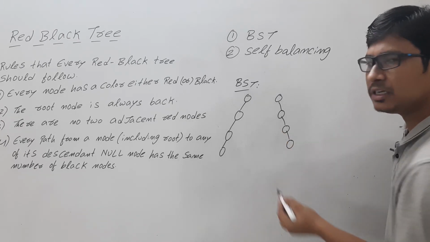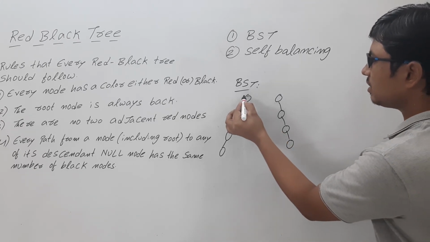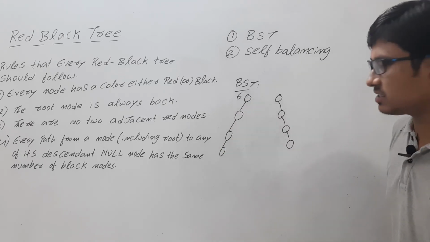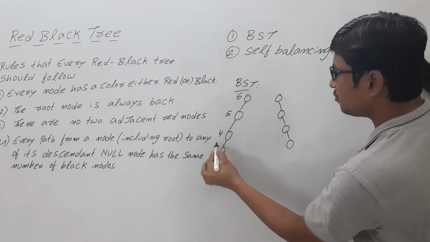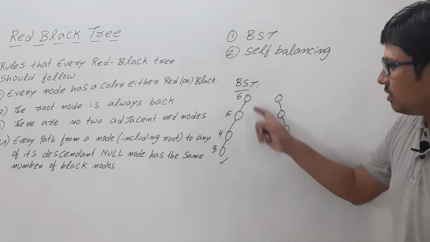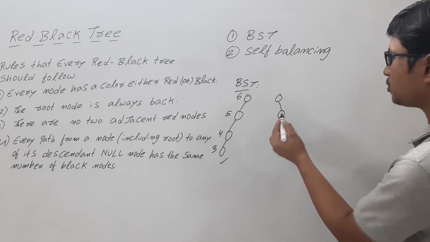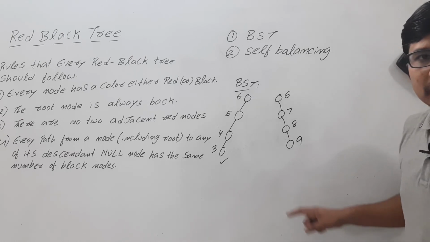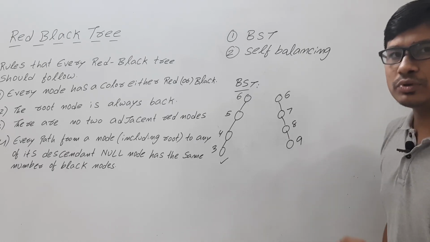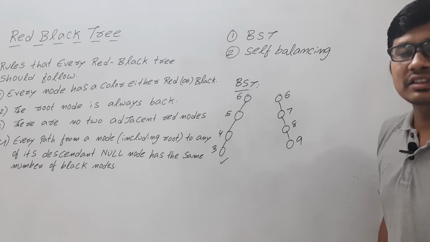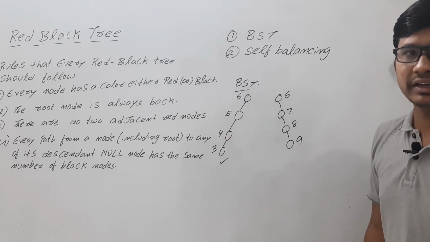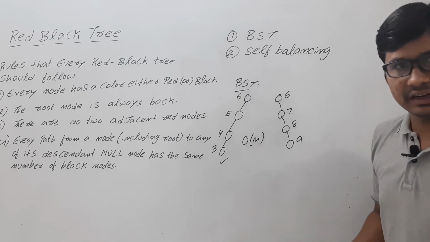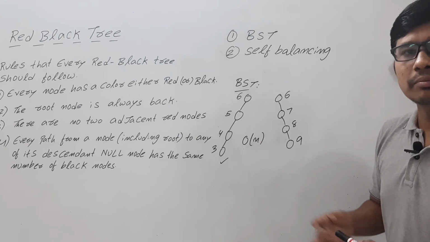If all the elements in the left subtree are less than the root node, suppose you have a 6 here, and you have a 5, a 4, a 3. This is possible in a left skewed binary search tree. Suppose you have the elements like 6, 7, 8, 9, then you will get a right skewed binary search tree. Suppose I want to search whether 3 is there in this left skewed binary search tree or not, then I will take a time complexity of order of n. This is the limitation of the binary search tree.